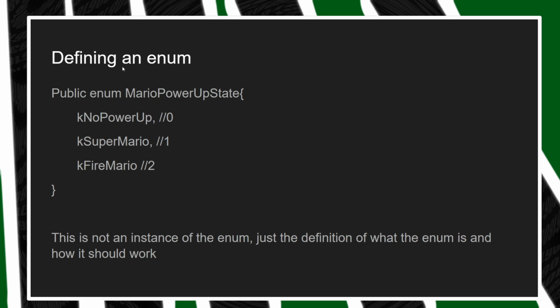So, defining an enum in Java looks like that. You write public enum, then the name of your enum, because your enum is like defining a class. It's just kind of a templated thing where you just have to put in the values that you want most of the time. Nope, this isn't an instance of an enum. This is just the definition for how your enum should work.